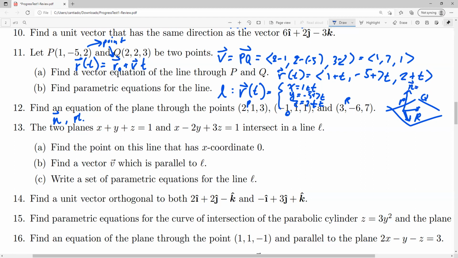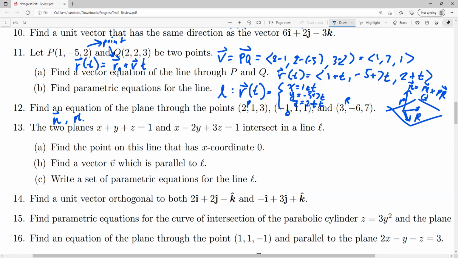So the normal vector is going to be the cross product of the vector PQ cross with the vector PR. And again, this will give you the same normal vector if you do any combination of P, Q, and R. It just might be the negative version. So it's not that big of a deal though.